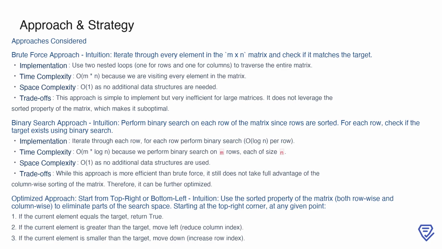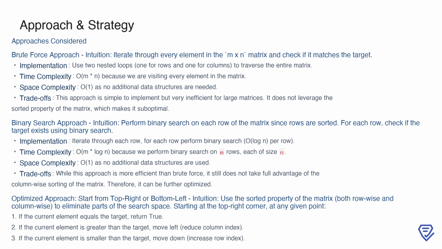Next, we have the binary search approach. Since each row is sorted, we can use binary search to check for the target value in every row. This reduces the time complexity for searching within a row to O(log n), and since we repeat this for m rows, the overall complexity becomes O(m log n). While more efficient than brute force, this method still doesn't utilize the column-wise sorting of the matrix.